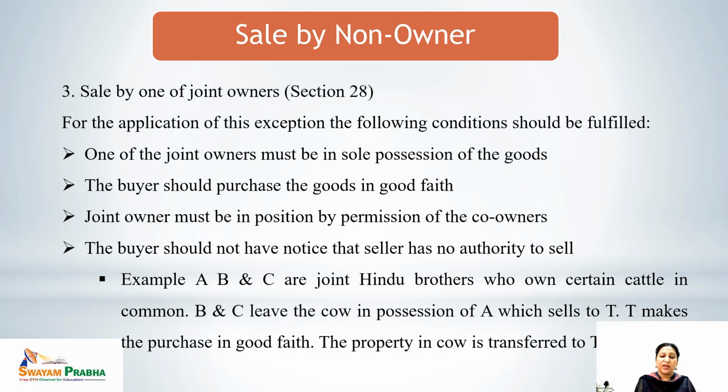Let's see the example. A, B and C are joint Hindu brothers who own certain cattle in common. B and C leave the cow in the possession of A, who sells it to T. T makes the purchase in good faith, so the property in the cow is transferred to T because it is done with the permission of the co-owners, and the buyer doesn't have any notice that he doesn't have authority to sell. He has purchased in good faith. All the conditions are fulfilled, so it would be considered a valid sale.